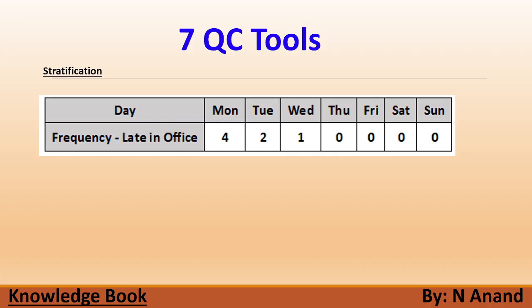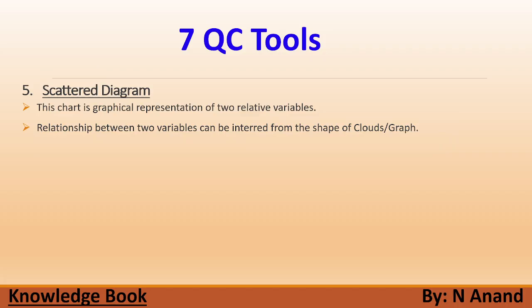Here is one example, the persons' late coming in a week's time, so that we can take actions on which date the persons are coming late and how many persons are coming late, so that we can take the appropriate actions. Fifth is a scatter diagram. This chart is a graphical representation of two relative variables. The relationship between two variables can be inferred from the shape of the cloud on the graph.